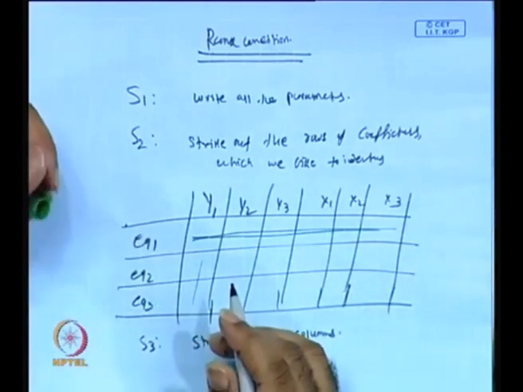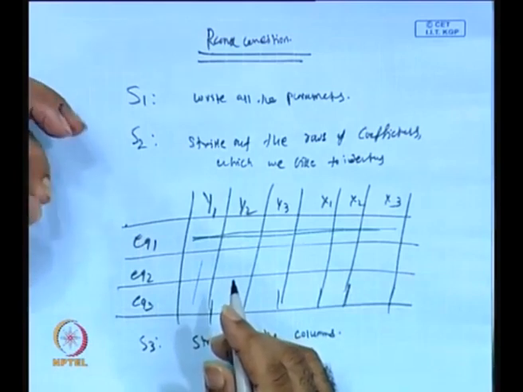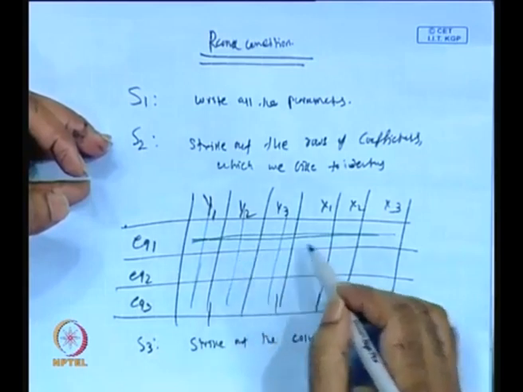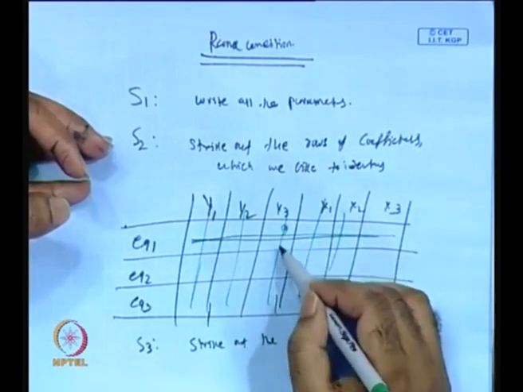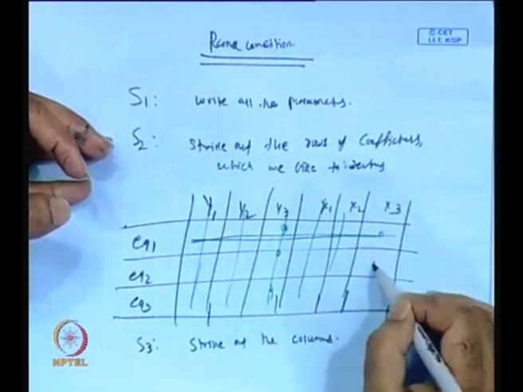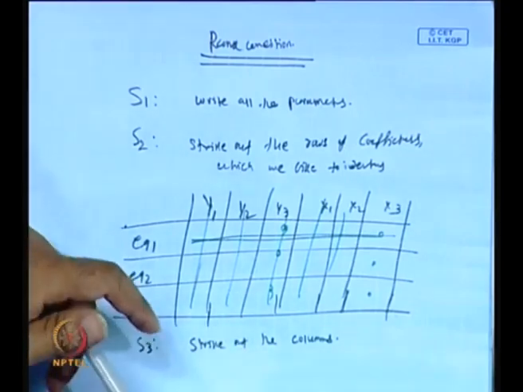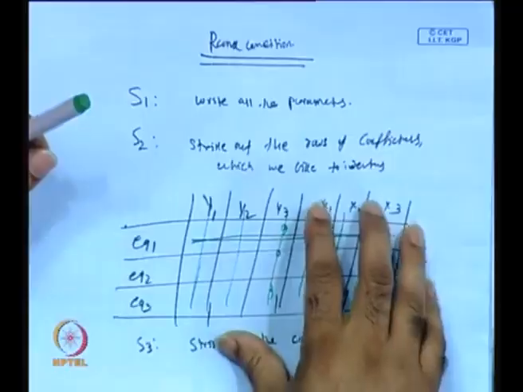For instance, for the first equation we have y1, y2, x1, and x2. So all these columns have to be removed: y1, y2, x1 and x2. This will remain and this will remain. Now in step 4, you prepare a reduced form of the matrix. This is the structural matrix. After deleting all these rows and columns, whatever is left we call the reduced form of the matrix.